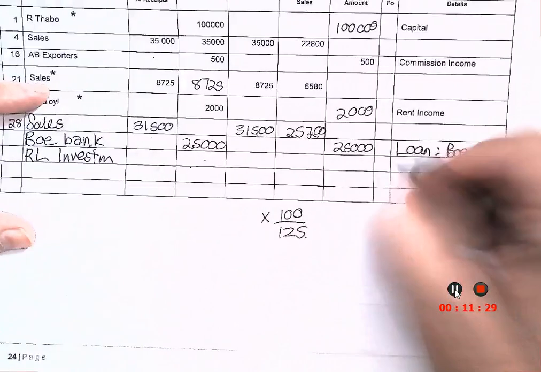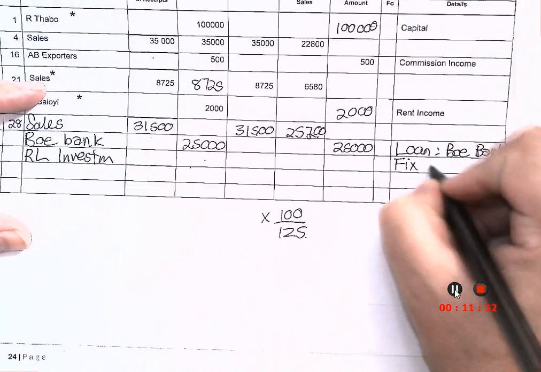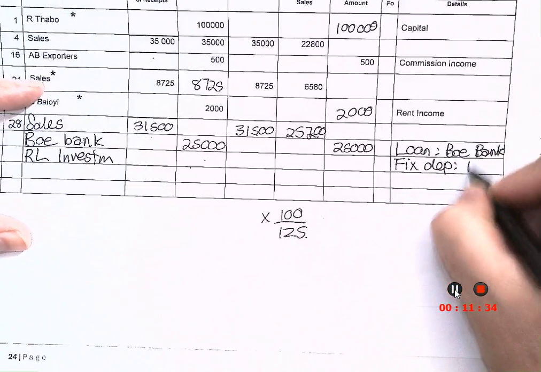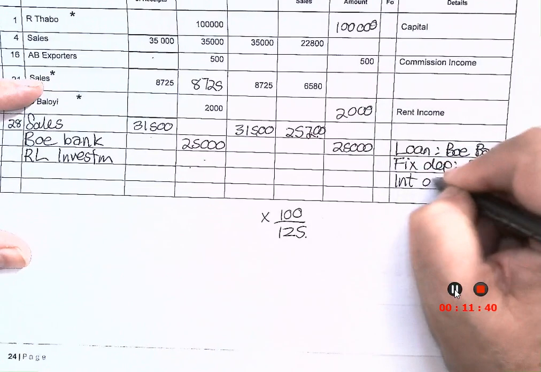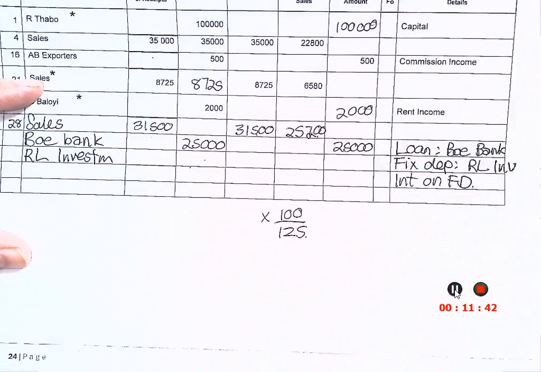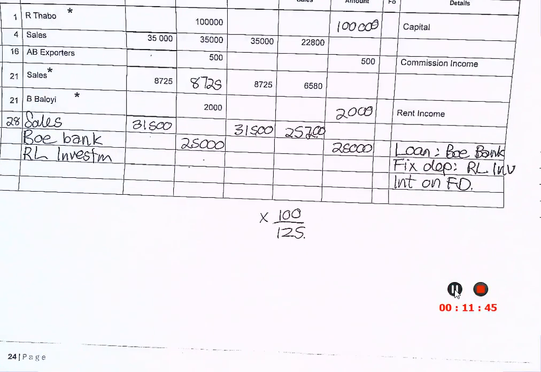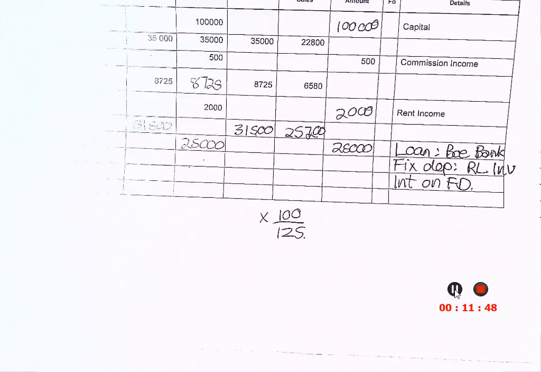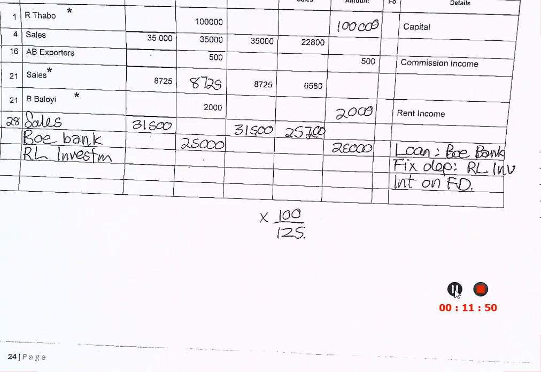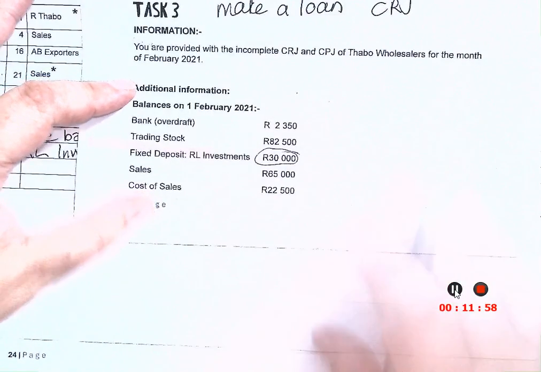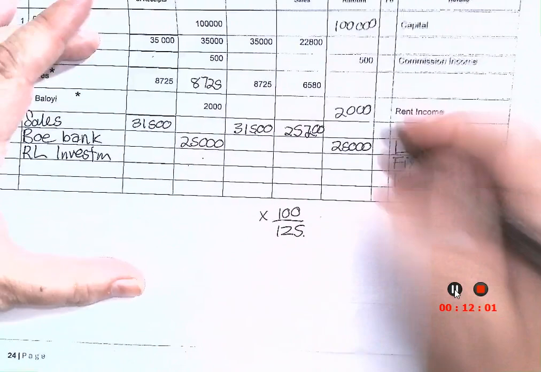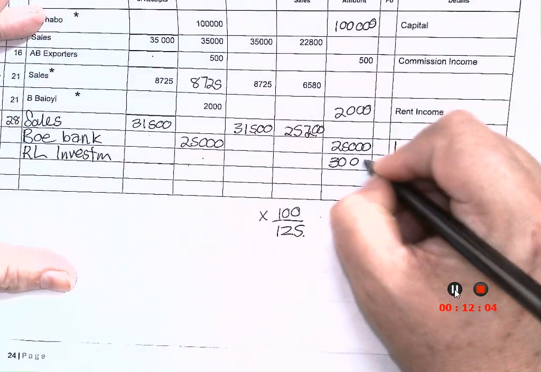So I'm going to write here, I'm going to have two amounts. I'm going to have fixed deposit from RL Investments. And I'm also going to have interest on fixed deposit. Okay. Now let's see. What's the amount going to be? Now if I look here, can you see they didn't tell me how much the fixed deposit is. But if I go back to the start of the exercise, can you see there's a balance? So my fixed deposit is 30,000.